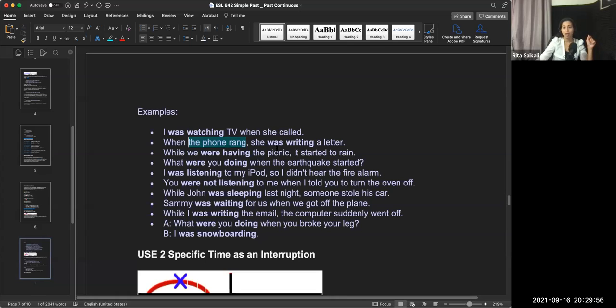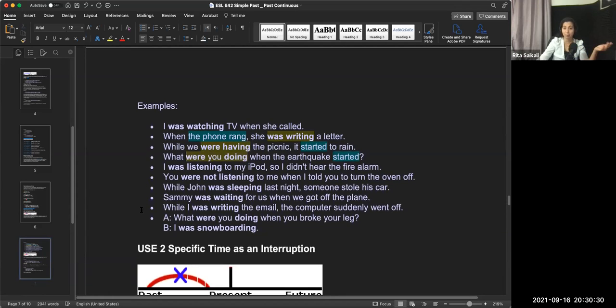Okay. I was writing a letter. It was interrupted by something short, and it's in simple past. While we were having a picnic, it started to rain. What were you doing when the earthquake started? See, were and doing. Okay, simple past here. Past progressive on this one.